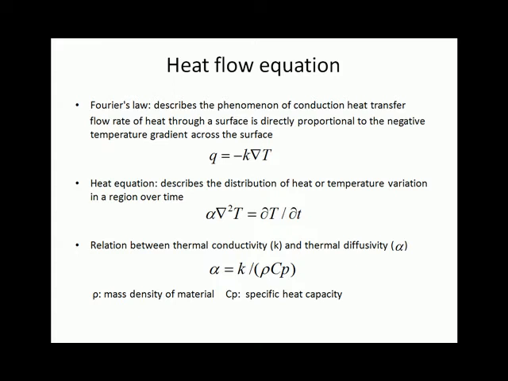Heat flow equation. It is a partial differential equation which describes the distribution of heat or temperature variation in a region over time. The equation is given here. The relation between thermal conductivity and thermal diffusivity is given by this equation, where alpha is thermal diffusivity and K is thermal conductivity. Grad square is the Laplace operator, which is del 2 by del x square plus del 2 by del y square plus del 2 by del z square.